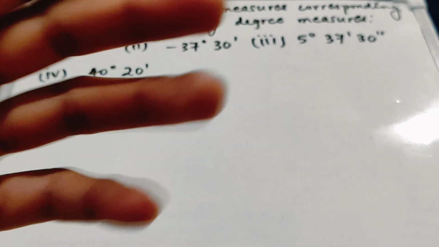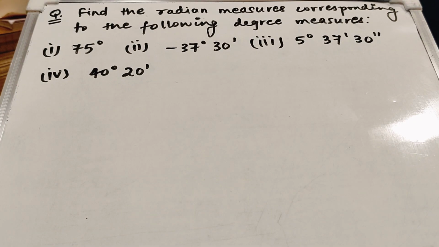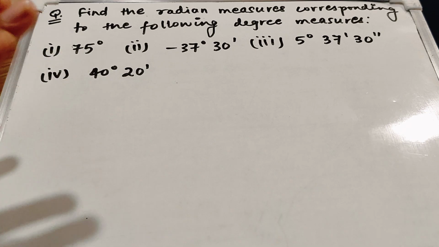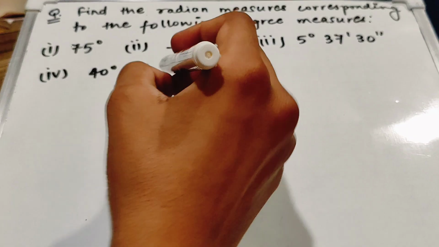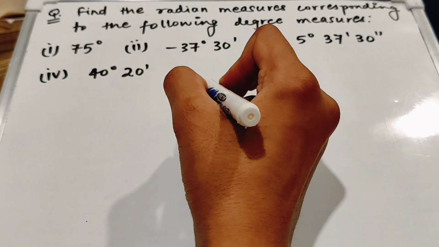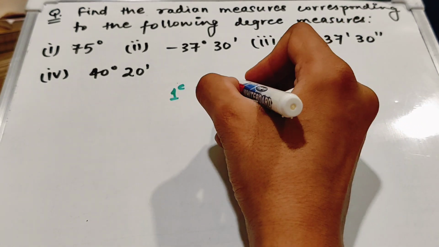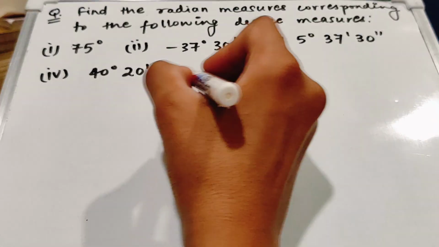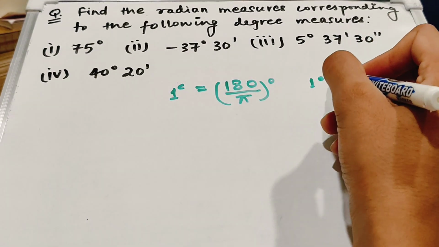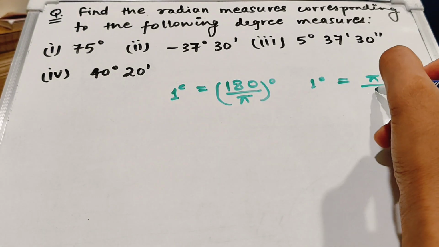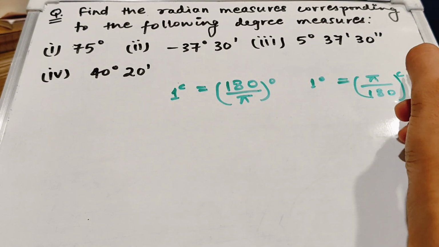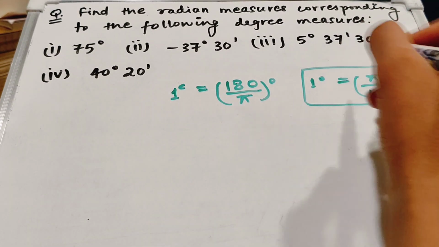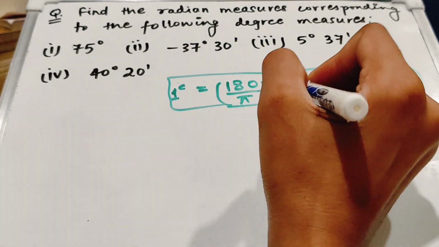So now we will move on to the next question in this video. The question is, find the radian measures corresponding to the following degree measures, which means that we have to convert these degree measures to radian measures. So we know that 1 radian is 180 by pi degrees, and 1 degree is pi by 180 radians. So this is what we are going to use to solve these questions.